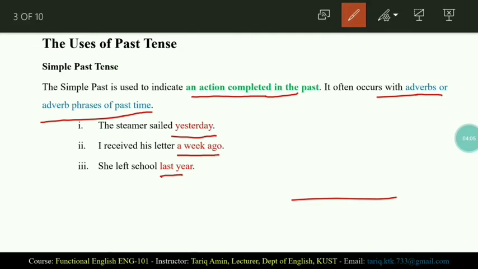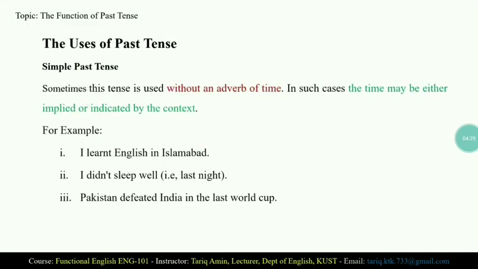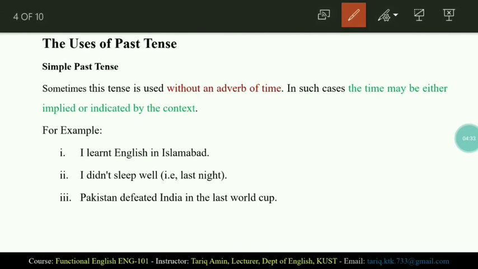The simple past is used to indicate the action completed in the past, and we see that with all of these examples, example number 1, example number 2, example number 3, adverbs or adverb phrases of past time have been used, and they refer to the past time of an action. Sometimes this tense is used without an adverb of time. In such cases, the time may either be implied or indicated by the context.